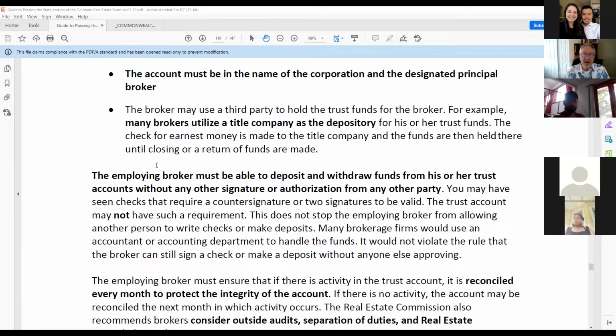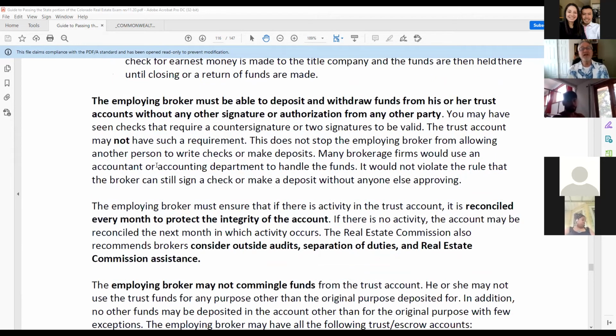So if I represent the seller, I have a relationship with a title company for the title work. And when a contract comes in, I instruct the buyer's agents to make their earnest money out to the title company. And that's where it'll remain until the closing. That's perfectly fine and okay in Colorado. It's part of the law. So you don't have to have a trust account, but a trust account must be available for the money to go. Does it make sense? So either from a third party or from the brokerage.